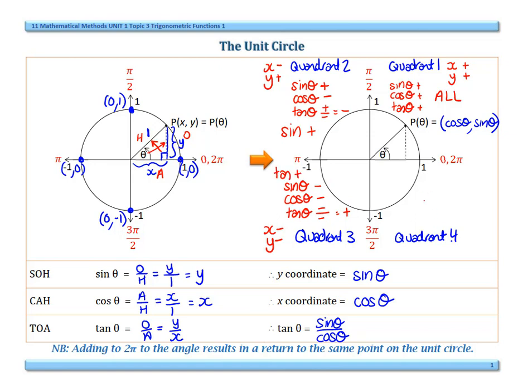In my fourth quadrant, x is positive and y is negative. So sine theta is going to be negative. Cos theta is going to be positive, and my tan theta, which is sine over cos, is going to be a negative. So my fourth quadrant, the ratio that is positive is cos. So first quadrant, all are positive. Second quadrant, sine is positive. Third quadrant, my tan ratio is going to be positive. And in my fourth quadrant, my cos ratio is going to be positive.